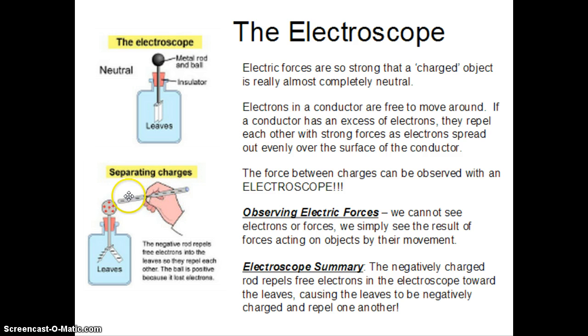These electrons are going to repel electrons in the electroscope. Those electrons in the electroscope then move down to the foil leaves. Because they both are negatively charged, they spread apart. So we see the result of electrons moving. We do not see the electrons moving themselves.